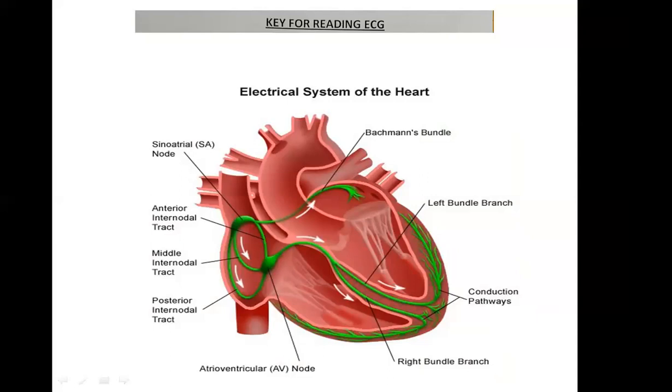One thing you should remember, that depolarization means excitation. Depolarization means contraction of the myocardium, excitation. And repolarization means the resting phase, relaxation. And depolarization means systole. Repolarization means diastole, that the heart will relax.